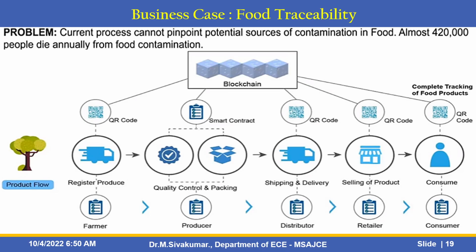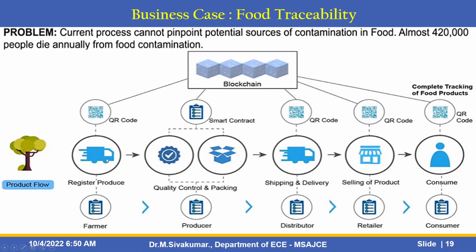Like drug traceability, food traceability is also there. The problem is that the current process cannot pinpoint potential sources of contamination in food. Almost 420,000 people die annually from food contamination. Here, blockchain technology is used. In the product flow, each and every block is a stage: the product is registered, then quality control, packing and shipping, delivery, selling the product, and finally the consumer side. Each section involves the farmer, producer, distributor, retailer, and consumer. In each block you can see the QR code, and rules are generated with the smart contract.